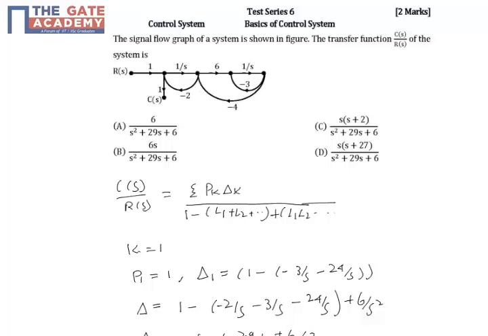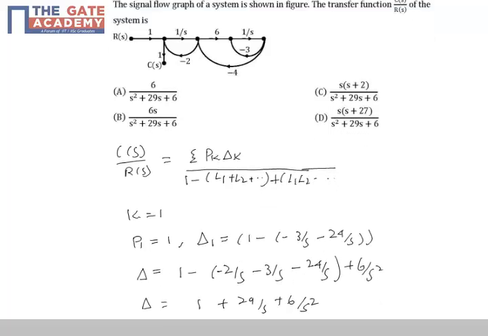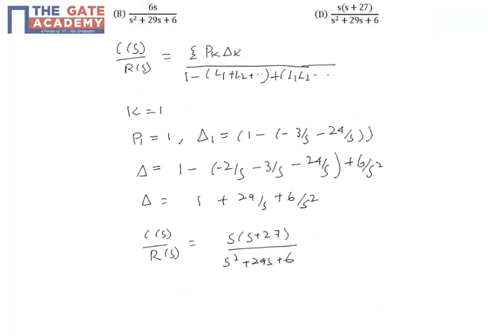plus 6/s². So when I substitute that in C(s)/R(s), I get the transfer function of the system as s(s+27) divided by s² + 29s + 6. So this is the transfer function of the system.